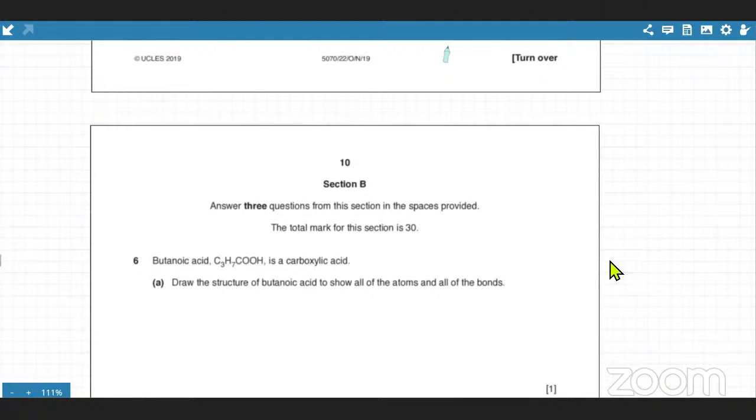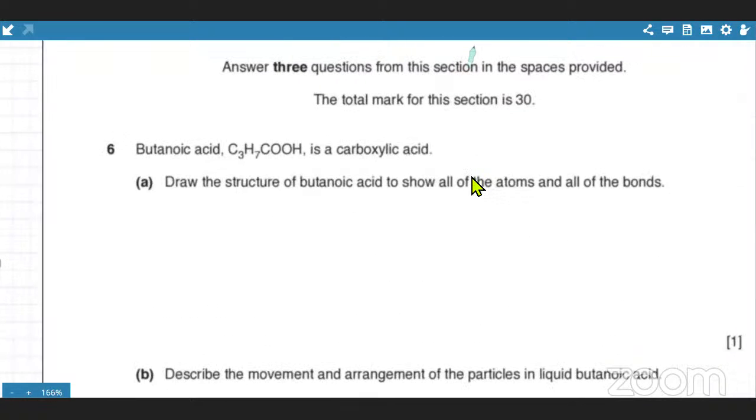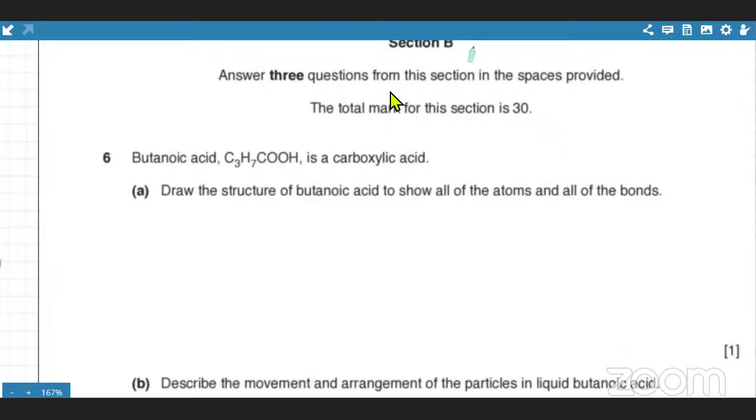Moving to the next part, which is section B now. In section B, you just have to answer 3 questions, and we're going to try and answer all of them. The first one is: draw the structure of butanoic acid to show all the atoms and all the bonds. So let's try and draw butanoic acid. The word but- means 4 carbon atoms, so that's 1, 2, 3, and 4 carbon atoms. And it's a carboxylic acid, so carboxylic acids have this functional group: a double bond O and OH.